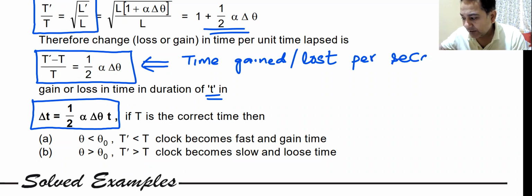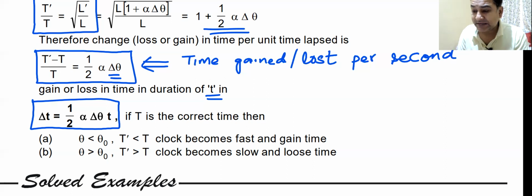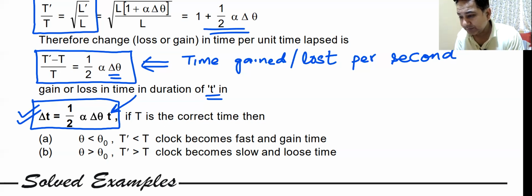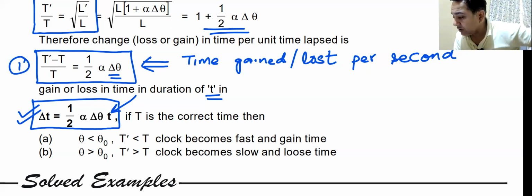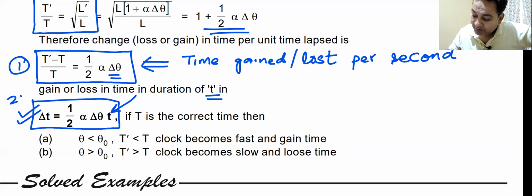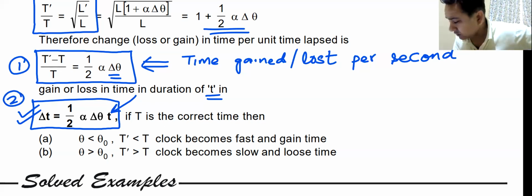Time gained or time lost per second is half into alpha into delta theta, where delta theta stands for the change in the temperature. If I have to find out how much time it has lost in 1 hour, I will multiply this term by 3600. Do we understand this? Yes, sir. So remember, the first formula is time gained or time lost per second. If I have to find out how much time it has gained or lost in t seconds, I just multiply it by t. Remember, it is t seconds.